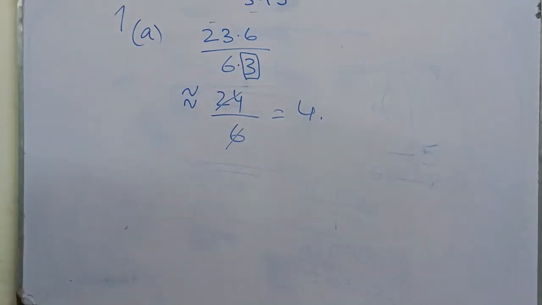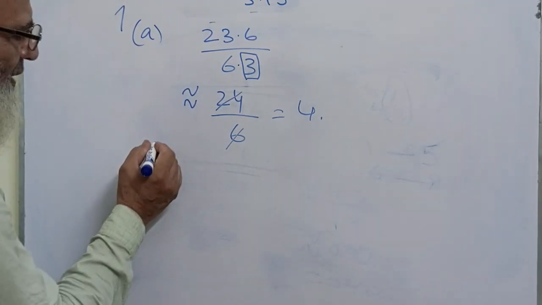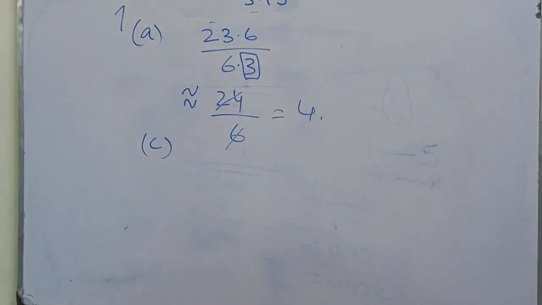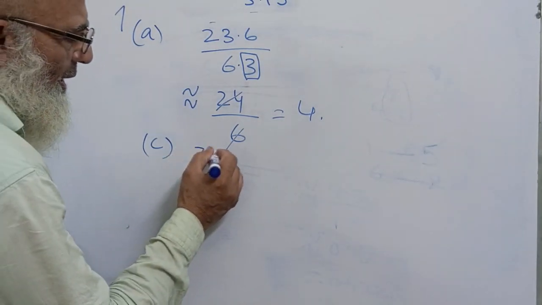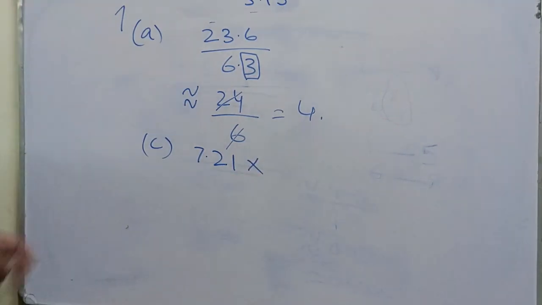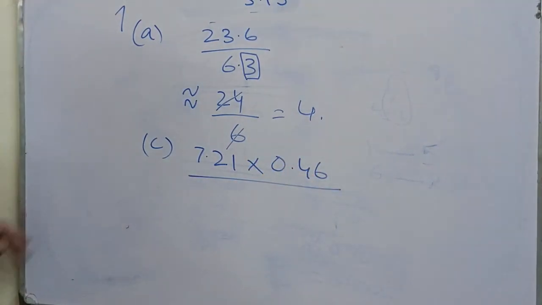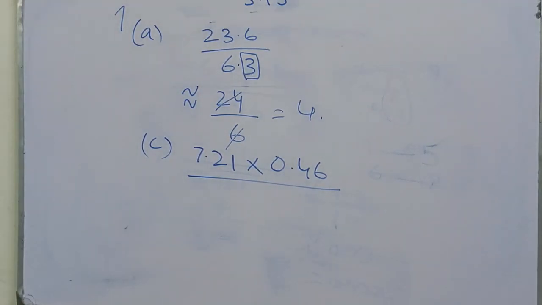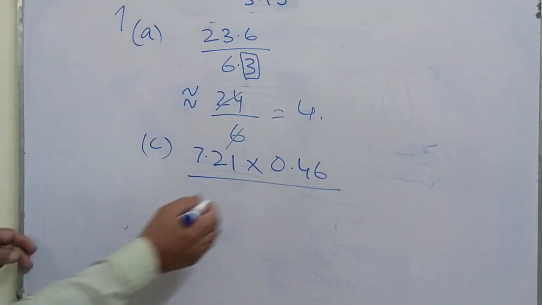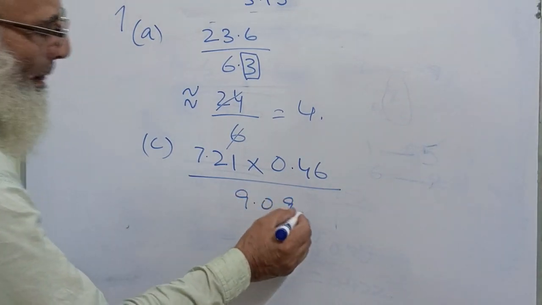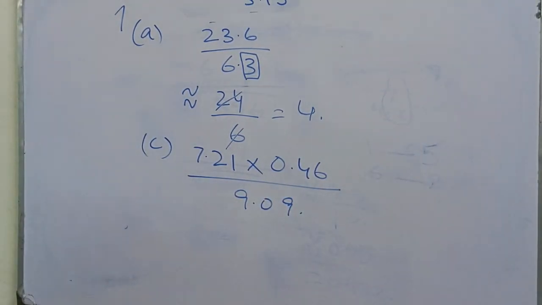Okay, now let me take some difficult question now. Question number C. Question number C is a little higher level. 2 multiplied by 0.46, and this is divided by 9.09. Now this is somewhat tricky question.